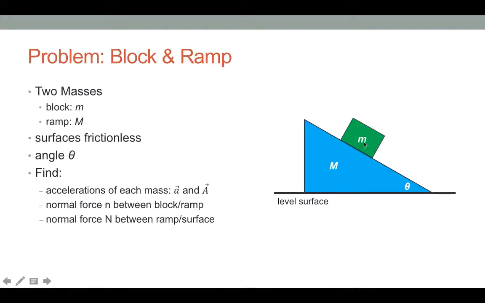So what we'll take is a block of mass m, a ramp of mass capital M, and an angle theta. We'll take all surfaces to be frictionless, and what we'll want to find is the acceleration of the two objects and the normal forces between the block and the ramp and between the ramp and the surface.